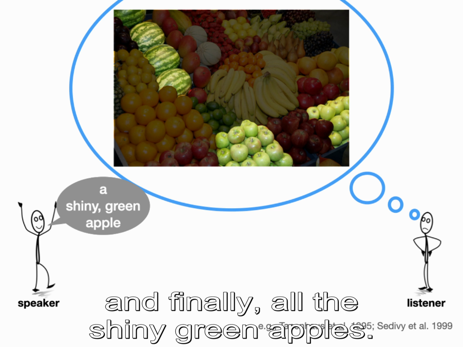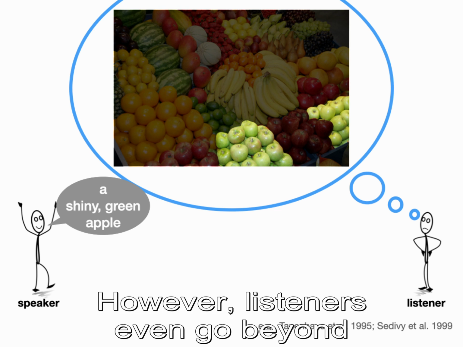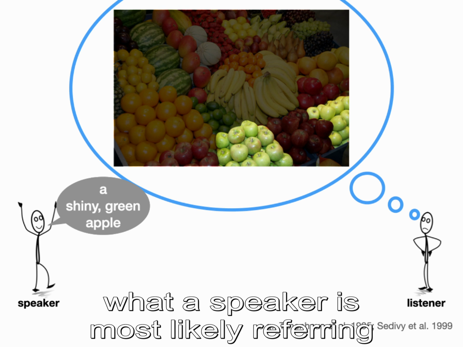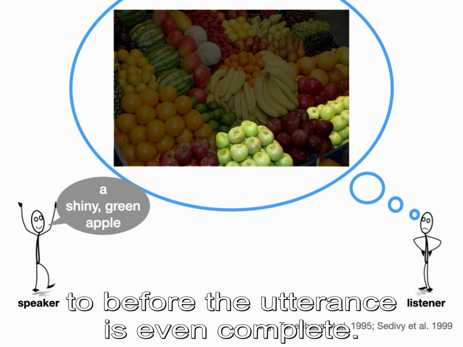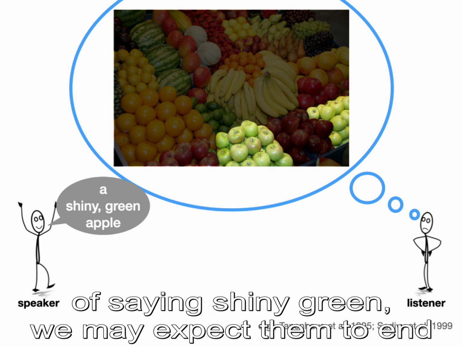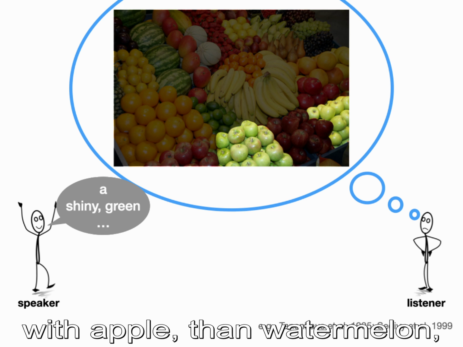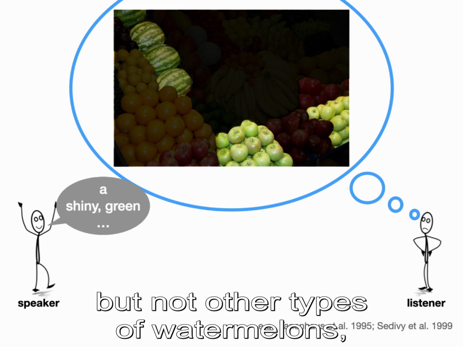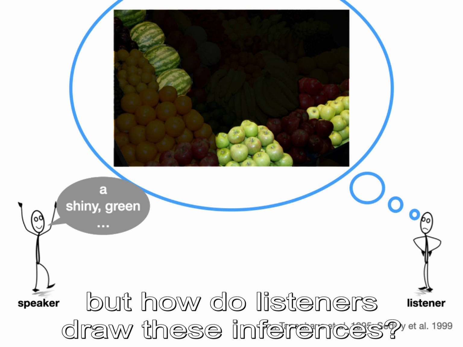the shiny green apples. However, listeners even go beyond what has been said so far and can infer what a speaker is most likely referring to before the utterance is even complete. For instance, while our friend is still in the process of saying "shiny green," we may expect them to end with "apple," then "watermelon," since there are other types of apples, red ones, but not other types of watermelons. But how do listeners draw these inferences?